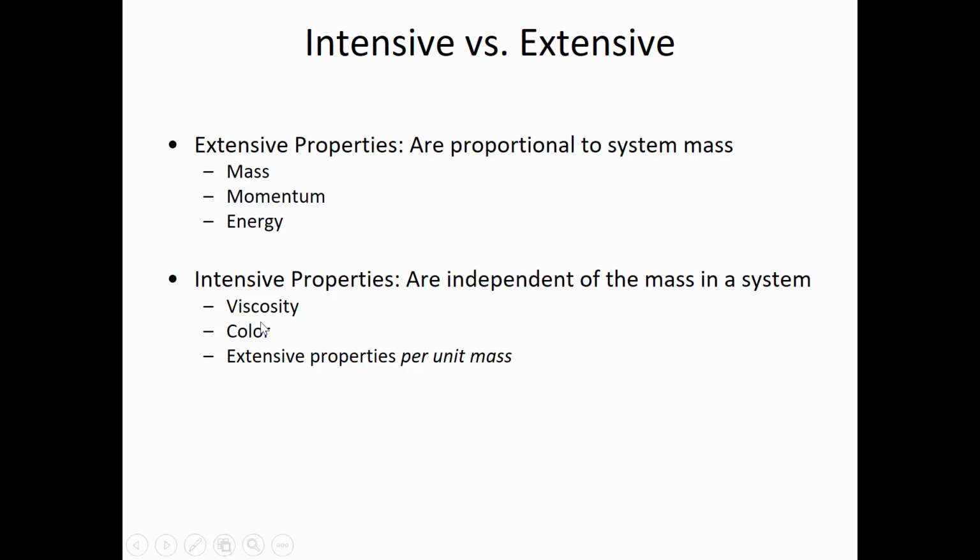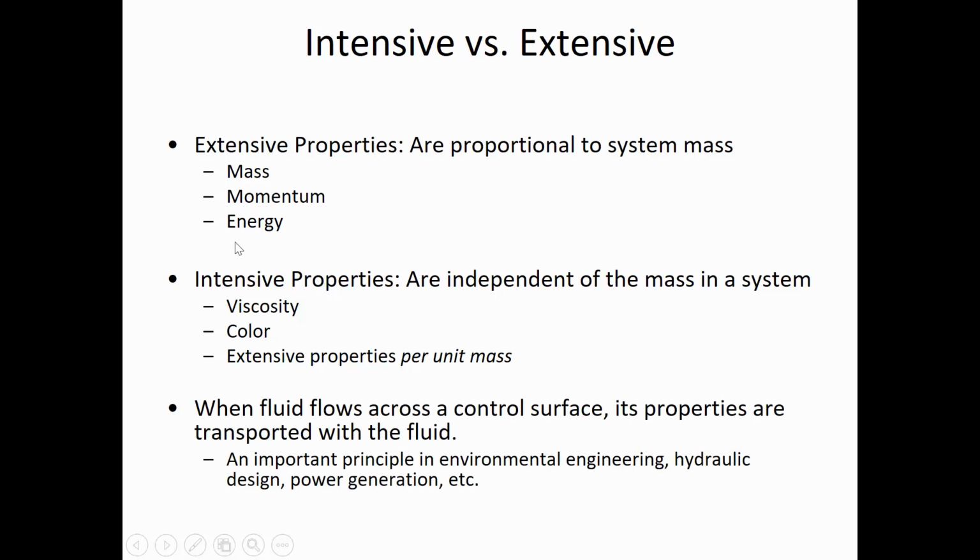So, for example, the viscosity of a fluid isn't dependent on whether you have a liter or a cubic meter. So it's a property that's independent of the system mass. Color and extensive properties, once you divide by the mass present, can become intensive. And so extensive properties per unit mass become intensive. So we won't go into a lot of detail distinguishing between these two.